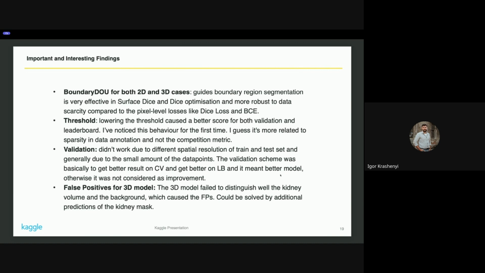What else is important, that validation was almost blind. And as I can see from the previous speakers, it was not only for me. So basically, luck is important, but the stability for both private and public is also important. And what else? The 3D model failed to distinguish kidney volume and background, which caused false positives. And to reduce them, I used the 2D model predictions.